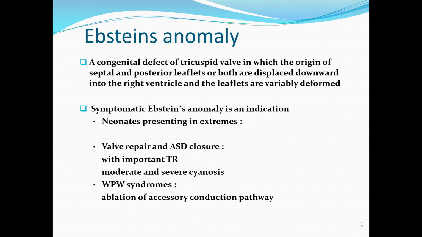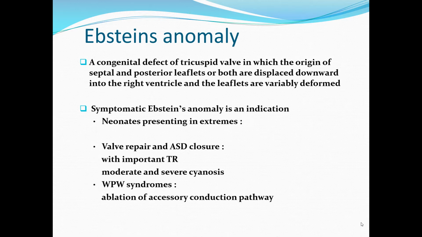Ebstein anomaly is a congenital defect of the tricuspid valve in which the origin of the septal and posterior leaflets are displaced downward into the right ventricle, and the leaflets are variably deformed. There is atrialization of a part of the right ventricle, so that the tricuspid valve will be displaced downward. This congenital anomaly may be associated with cyanosis, palpitation, WPW syndrome.